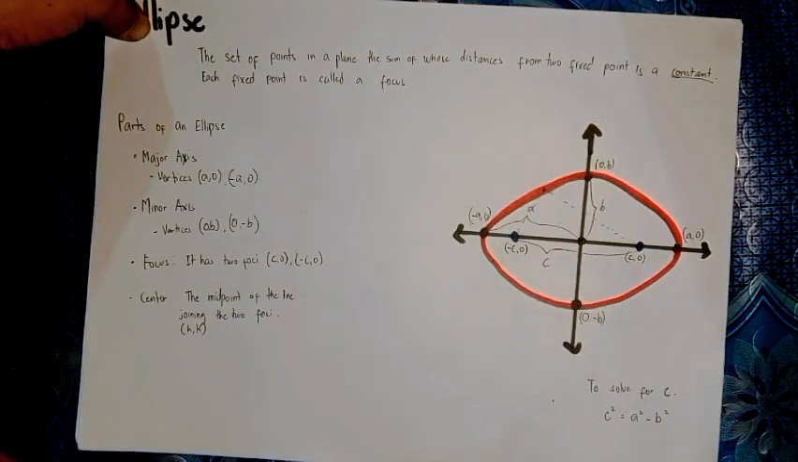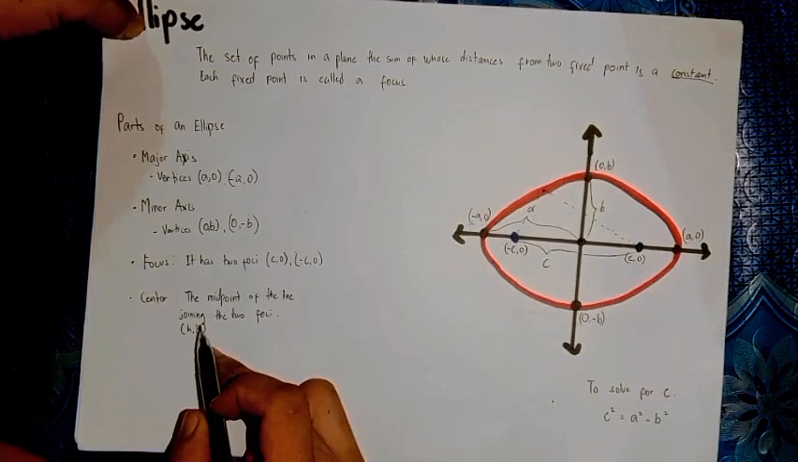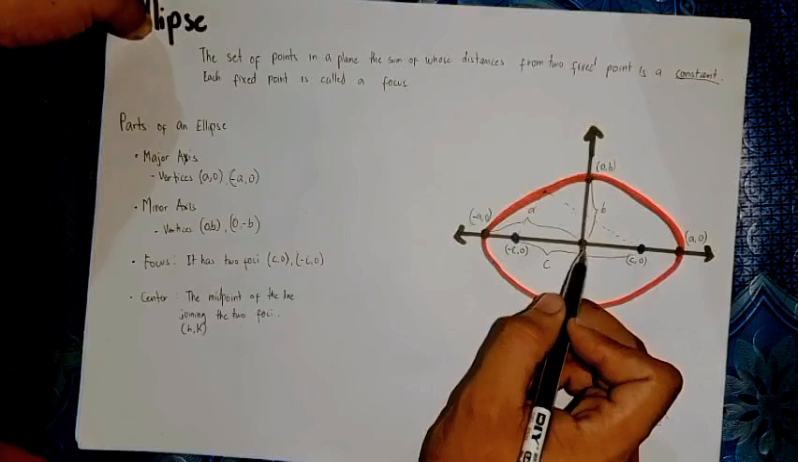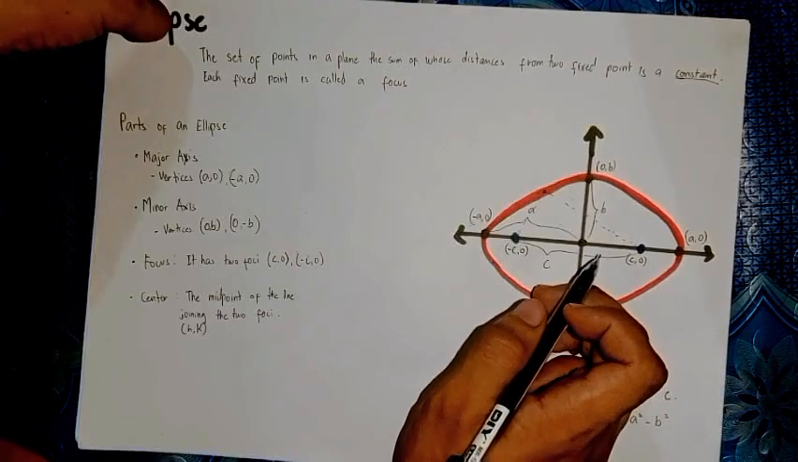Now next we have the center. Center is the midpoint of the line joining the two foci. These are our two foci. Midpoint, we have the center, denoted as (H, K).